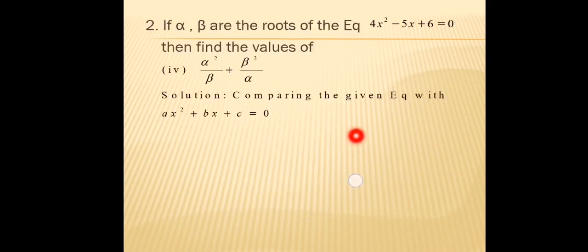Now question number 2 of exercise 2.4 is, if alpha beta are the roots of the equation 4x square minus 5x plus 6 is equal to 0, then find the values of alpha square by beta plus beta square by alpha. Students, at first we just did part 3 of exercise 2.4, and now is the turn of part 4 of exercise 2.4 of the same question, that is question number 2.